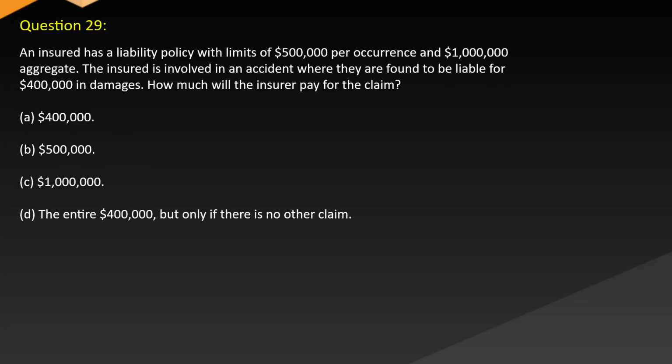Question 29. An insured has a liability policy with limits of $500,000 per occurrence and $1 million aggregate. The insured is involved in an accident where they are found to be liable for $400,000 in damages. How much will the insurer pay for the claim? A. $400,000. B. $500,000. C. $1 million. D. The entire $400,000, but only if there is no other claim.